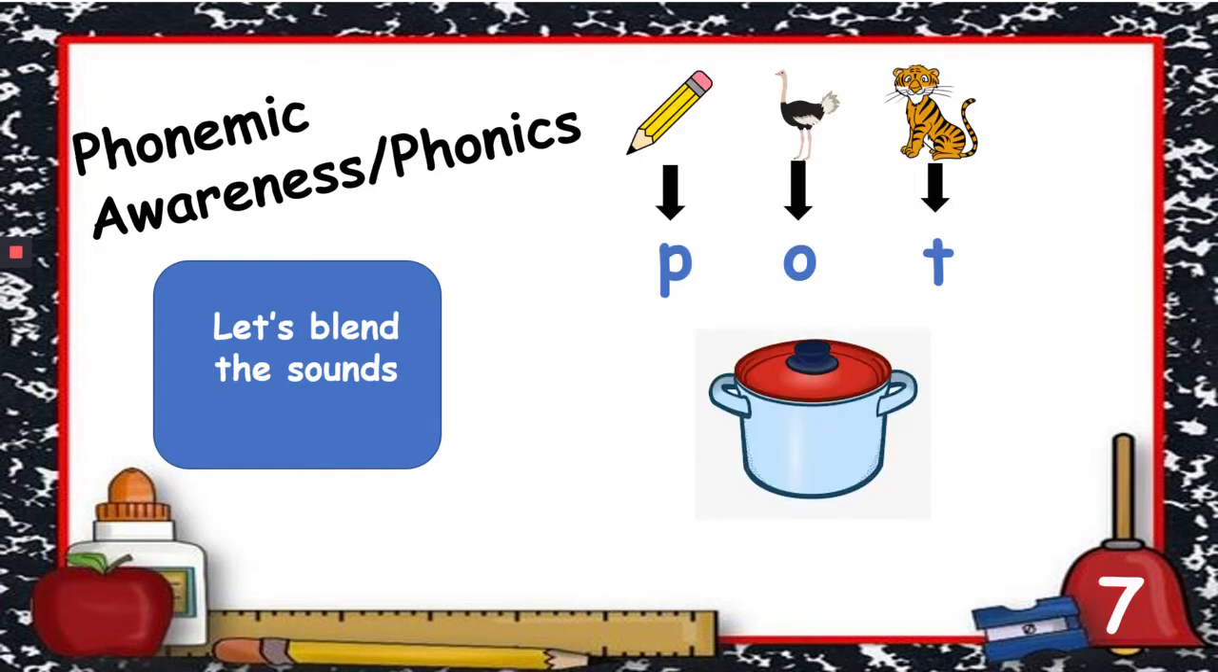Now, let's tap out or blend the sounds. The first letter makes the P sound. The next letter makes the ah sound. The third letter makes the T sound. So, P, ah, T. If you blend the sounds, what word do you get? If you said hot, you are correct. Great job.